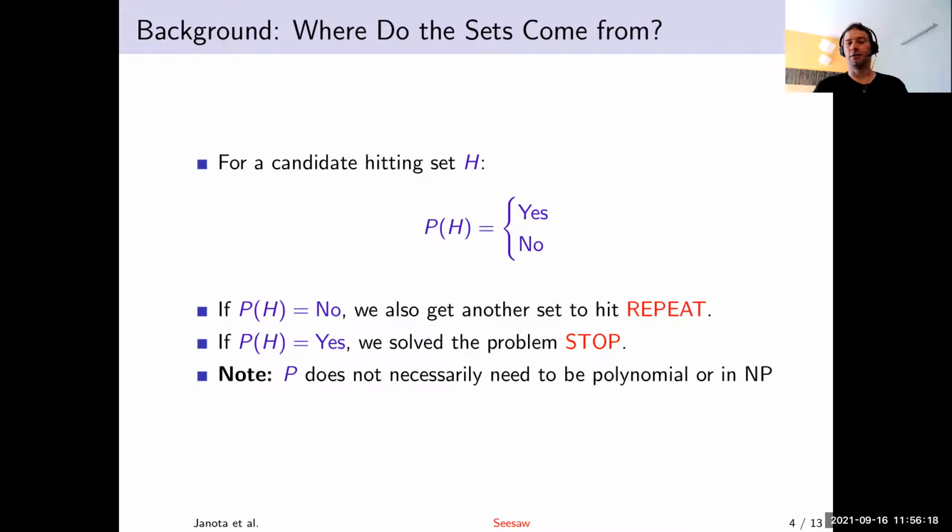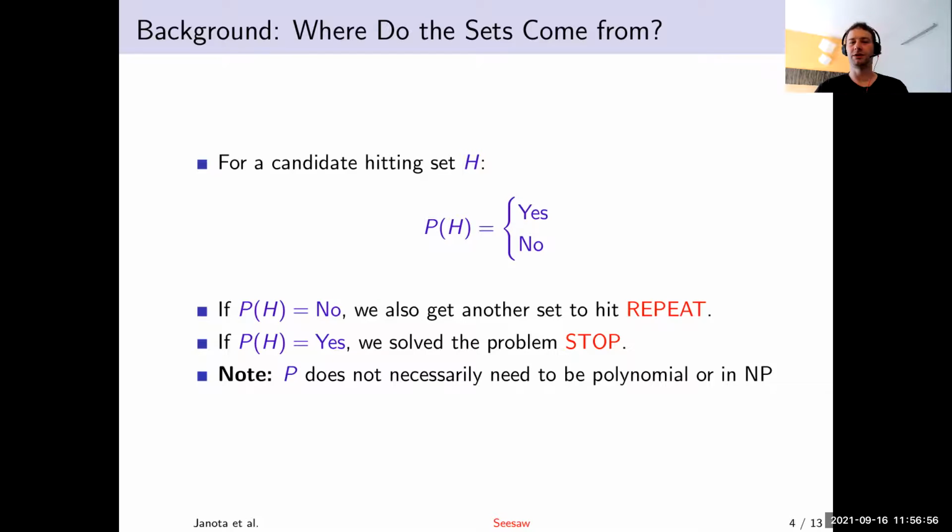And a remark here, the cost of calling this predicate might not necessarily be polynomial. It can also be not in NP. So an example of this problem is maxsat, where the predicate is in NP, or minimal unsatisfiable set, where it's also in NP, but we can also imagine generalizations where this is outside of NP. Okay, so this is the implicit hitting set paradigm.